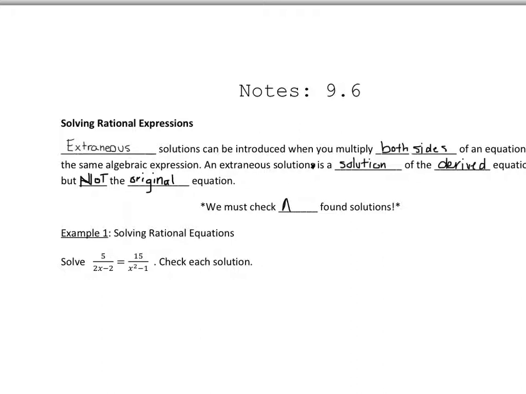You must check all found solutions because in all the problems you have the possibility of having 0 answers or 1,000,000 answers. So you got to check them no matter what.